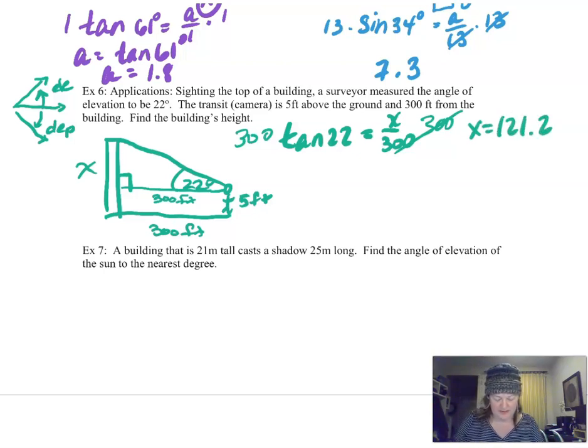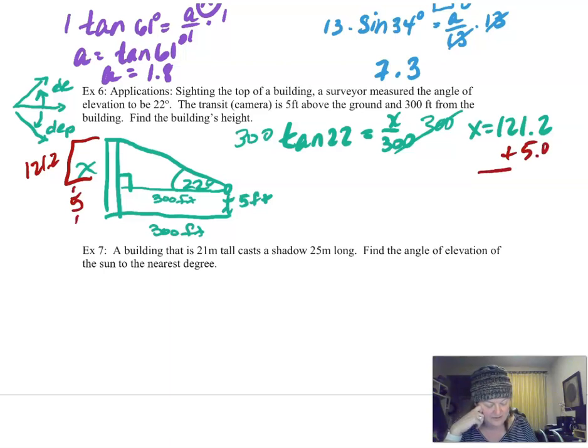So when I do equals, I get 121.2. Okay, but here's the thing I have to remember is that they measured this from 5 feet off the ground. So from this point down to this point right here is the 121.2, and then I still have to add in that extra 5 for how tall that was above. So I'm going to get 126.2 feet is how tall that building should be.